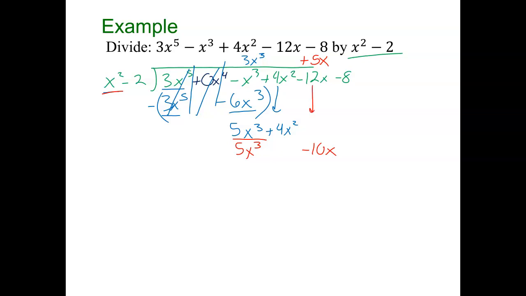So now I need to also bring down this negative 12x so that I can do the subtraction. So we're bringing down what we need for our subtraction. I can do my subtraction here. That cancels out. 4 minus nothing, 4. Negative 12 minus negative 10. And then we'll bring down the negative 8.